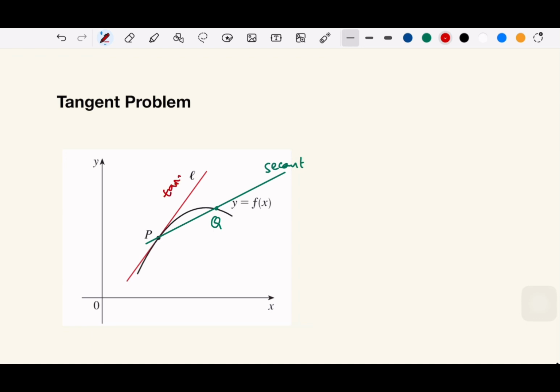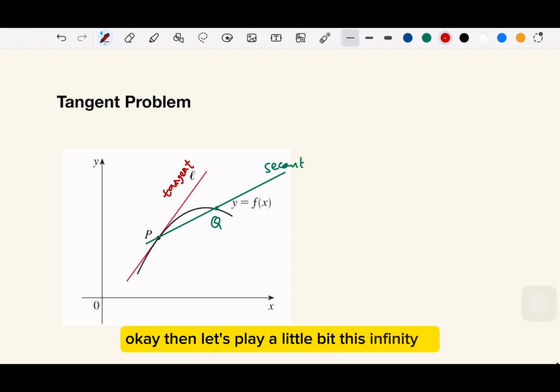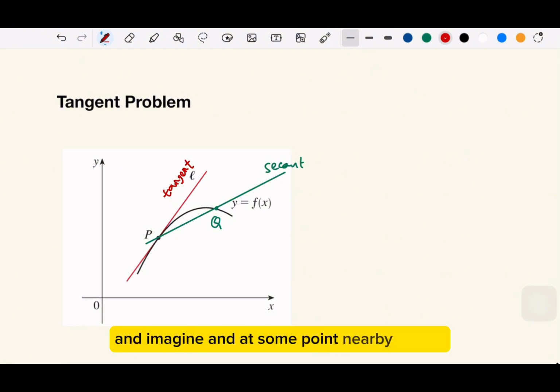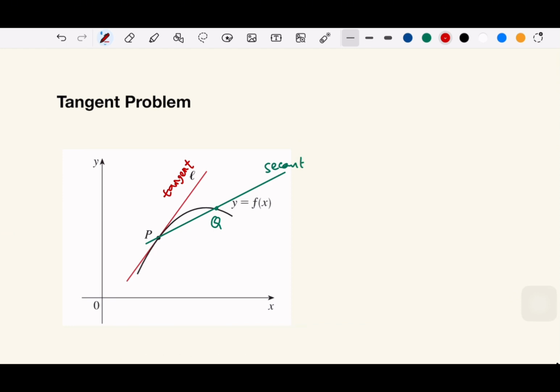So this is the secant. So this is the tangent. Then let's play a little bit with this PQ. Since this is a tangent, I would like to move my Q anywhere along this curve. If I take Q going closer to this point P, what will happen? The secant also moves like this. At some point, nearby this P, it is getting closer and closer, and the secant is going to be similar to this tangent. And that's how we get the derivative.